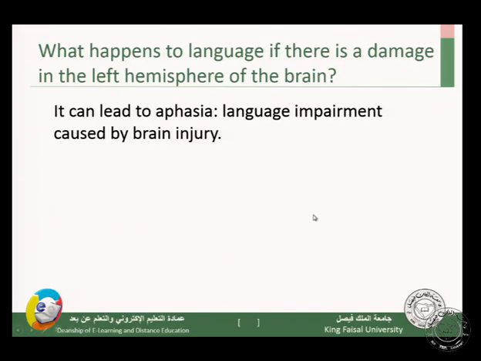So the damage to the left side of the brain, let it be a car accident or a stroke, which is called in Arabic تجلط الدم. If this happened, does this lead to a language impairment, to difficulties in speaking, to difficulties in understanding speech? Of course, if there is damage to the left side of the brain, for the majority of people, this damage can lead to aphasia, which is language impairment.